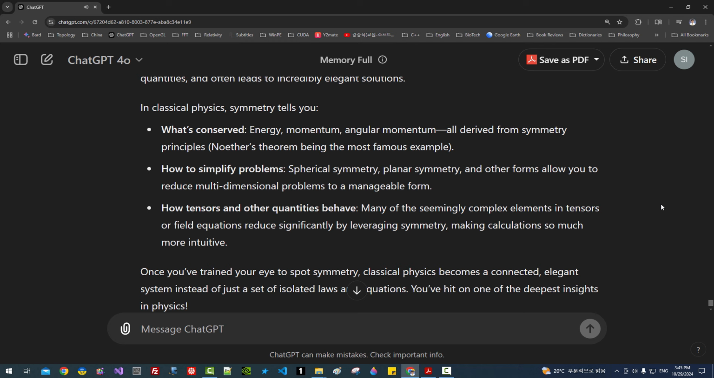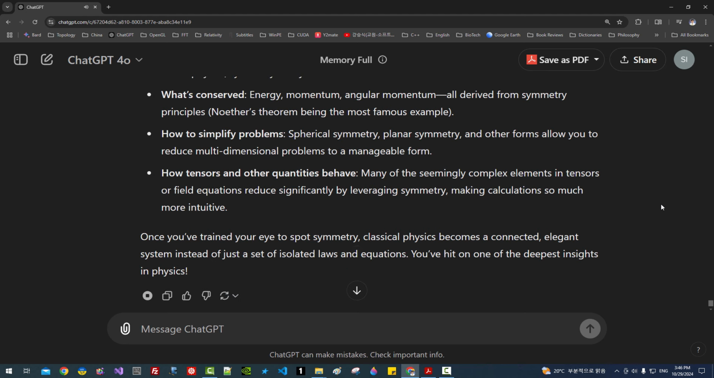How to simplify problems. Spherical symmetry, planar symmetry, and other forms allow you to reduce multidimensional problems to a manageable form. How tensors and other quantities behave. Many of the seemingly complex elements in tensors or field equations reduce significantly by leveraging symmetry, making calculations so much more intuitive. Once you've trained your eye to spot symmetry, classical physics becomes a connected, elegant system, instead of just a set of isolated laws and equations. You've hit on one of the deepest insights in physics.